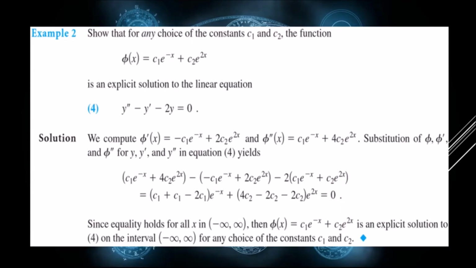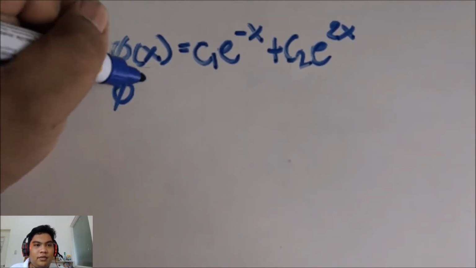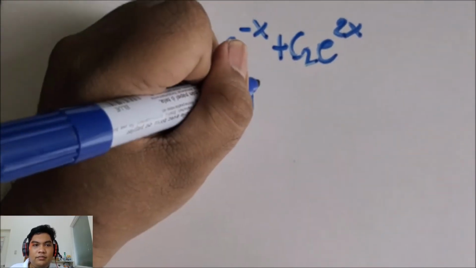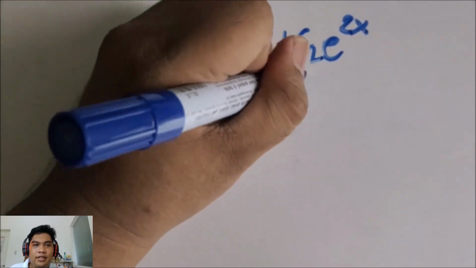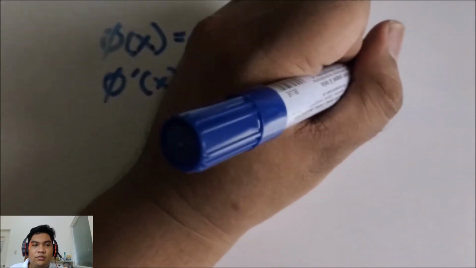Example 2. Show that for any choice of the constants c1 and c2, the function phi of x equal to c1 e raised to negative x plus c2 e raised to 2x is an explicit solution to the linear equation y double prime minus y prime minus 2y equal to 0. Okay, so here is our solution for example 2. We compute phi prime of x equal to negative c1 e raised to negative x plus 2 c2 e raised to 2x.